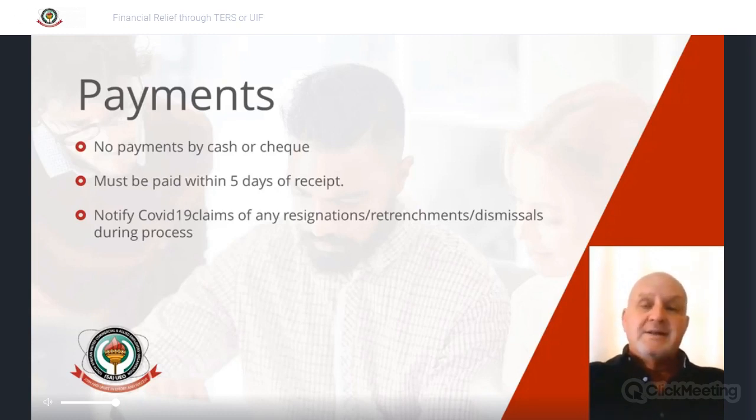However, if you are earning 17,700 Rand, then you would receive about 38% of that, which is approximately 6,700 Rand. Remember, these amounts will be prorated for the 3-week period of the lockdown.